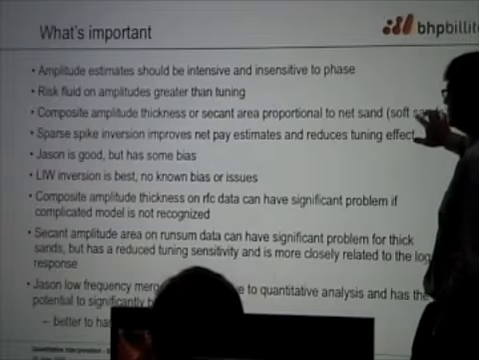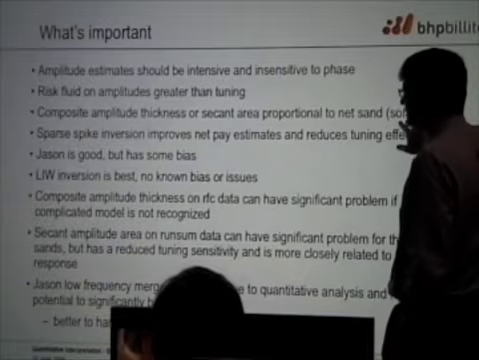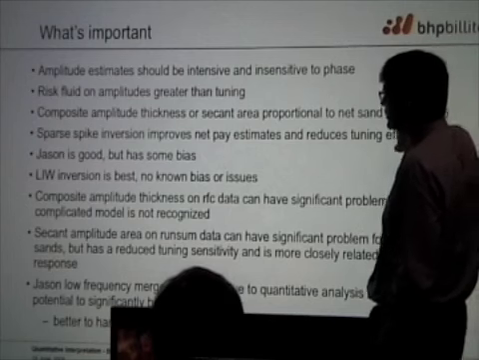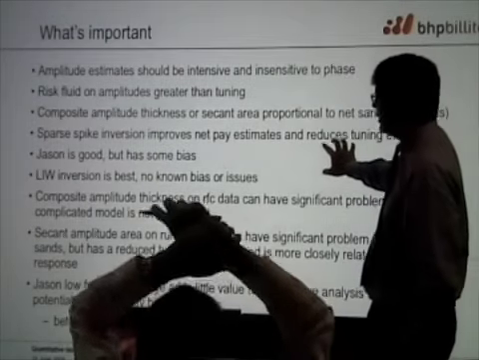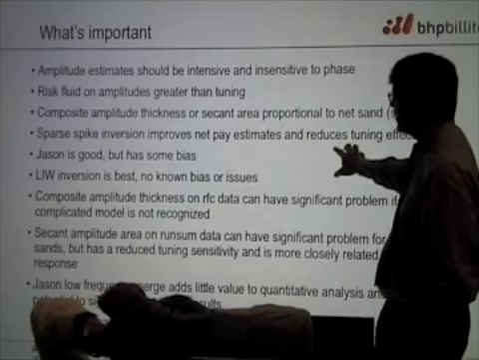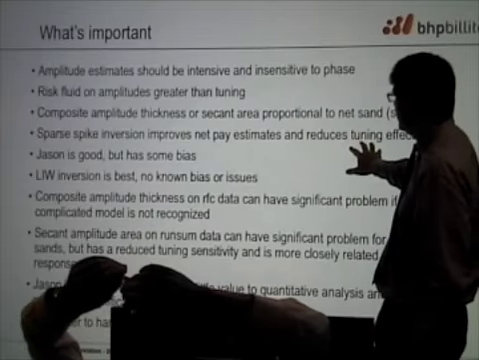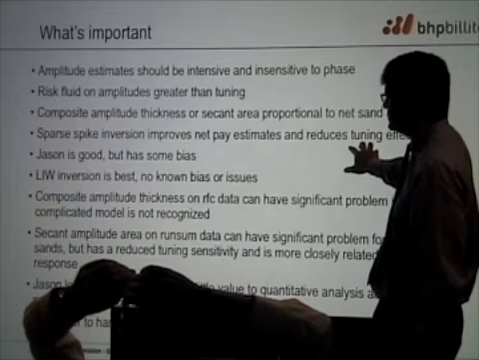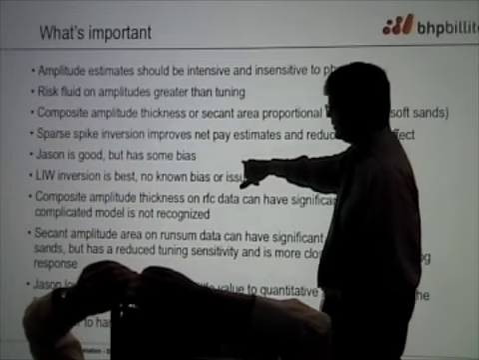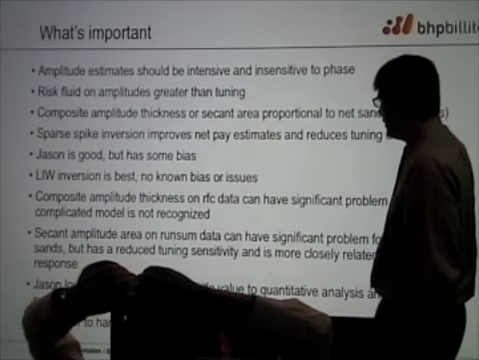Composite amplitude thickness or secant area are proportional to net sand, or the amount of economic value in the end. These are soft sands. Sparse spike inversion really does improve the pay estimates and reduces the tuning. Sparse spike is good, model-based is better.